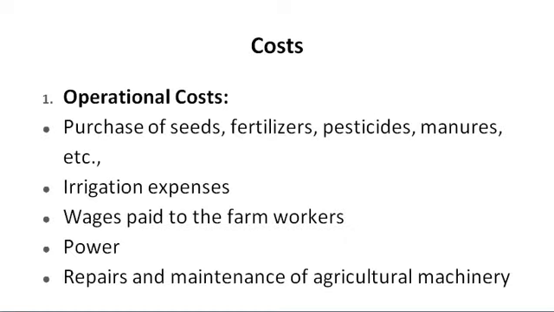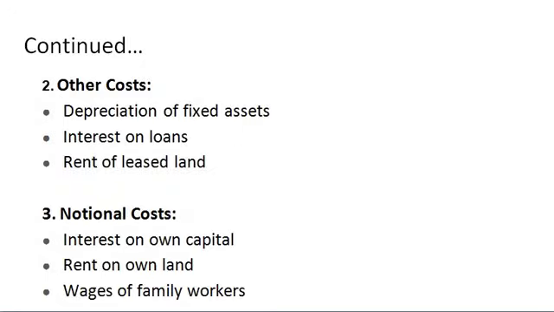and characteristics of firm accounting, nature of transactions and different types of transactions. Cost includes operational cost, other cost and notional cost. Operational cost is a cost which is incurred for purchase of seeds, fertilizers, pesticides, manures, etc., irrigation expenses, wages paid to the farm workers, power, repairs and maintenance of agricultural machinery.